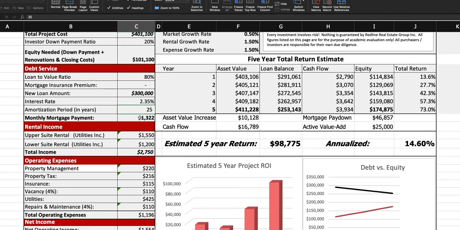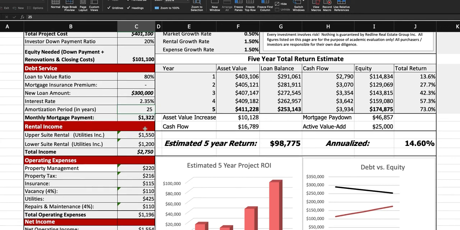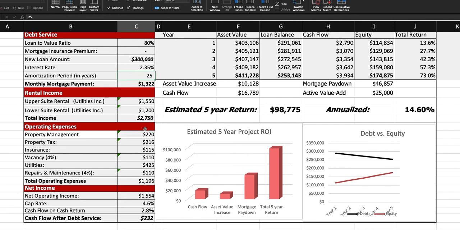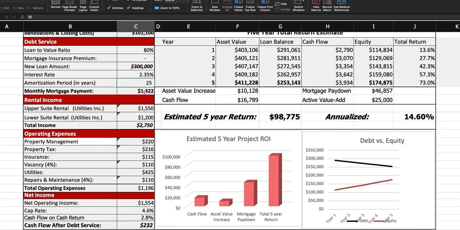Now, what if we looked at amortization length? If you're looking here at 25 years, this does make a big difference in terms of our cash flow projections. So you can see here, with a 25-year amortization, we have cash flow of $232 per month and mortgage payments of $1,322 per month.